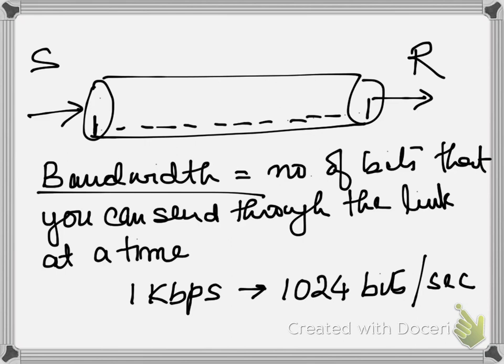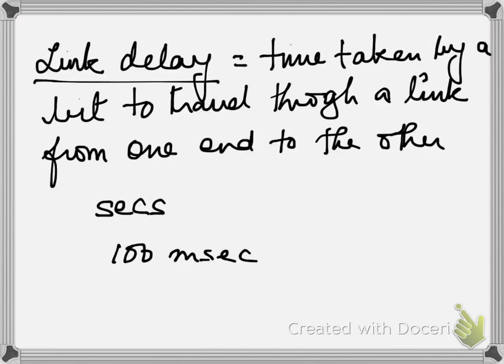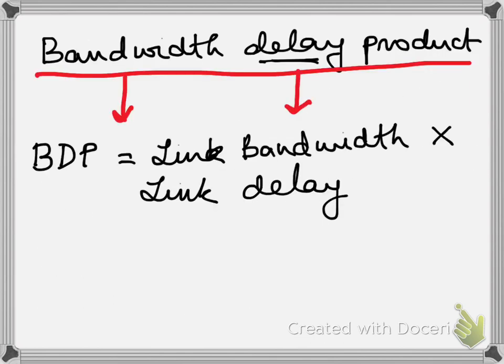Now, link delay does not take into consideration extraordinary delays that can happen. Suppose the person does not bring his Aadhaar card, there will be an extraordinary delay. The person has to wait till somebody brings the Aadhaar card. That is a delay which is not taken into account. So that is the concept of bandwidth and link delay. Our BDP is a product of this link bandwidth and the delay.